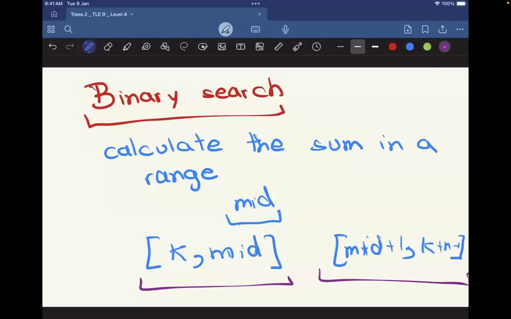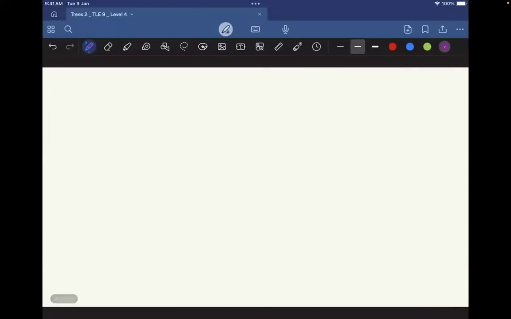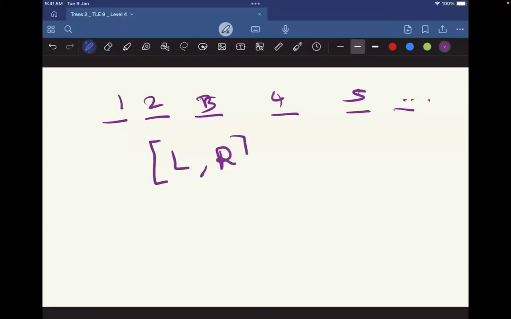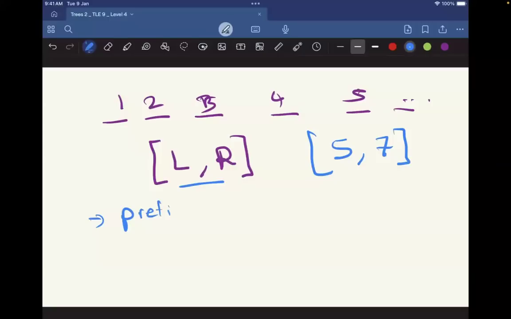Very, very simple. Keep this in mind if you don't know this. Let's say there are some numbers from 1 to n. 1, 2, 3, 4, 5, so on and so forth. And I want to know the sum of elements in the range L to R. Not the indices L to R, the numbers L to R. Let's say I want to know the sum between 5 to 7. How do I do this? I use prefix sum technique.